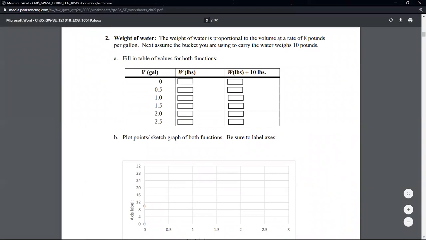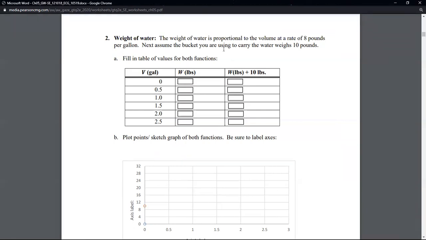The weight of water is proportional to the volume at a rate of 8 pounds per gallon. So when we say something's proportional, it just means that you can have that multiplier. You have like a y equals kx kind of setup. But then we're going to assume that we're not just going to be measuring the weight of water, we're going to have a bucket to put that water in. And we've got a really heavy bucket. This thing's made of solid steel, and it's 10 pounds.